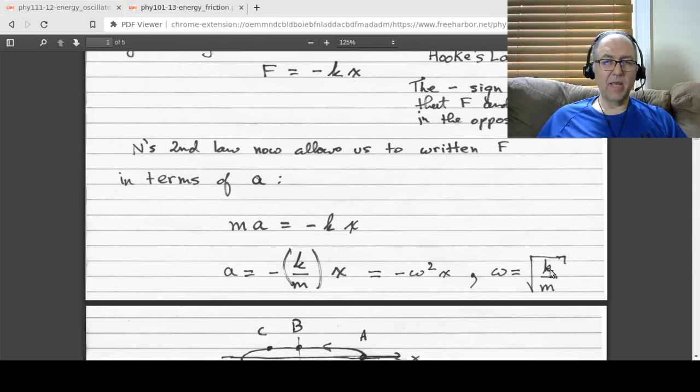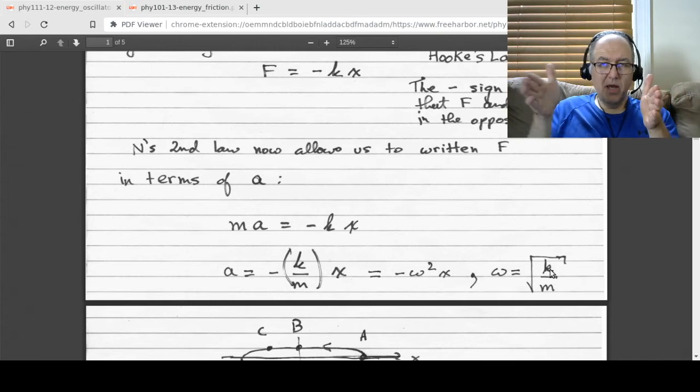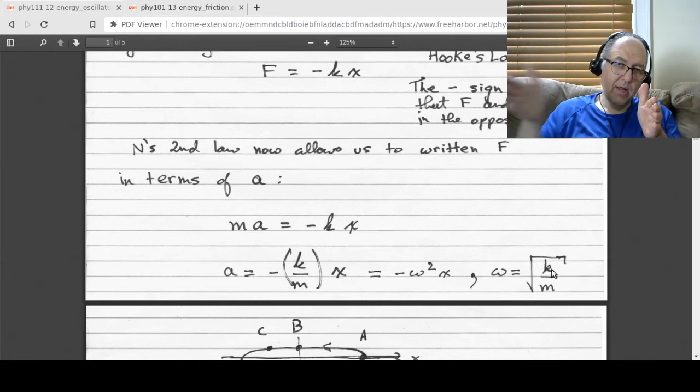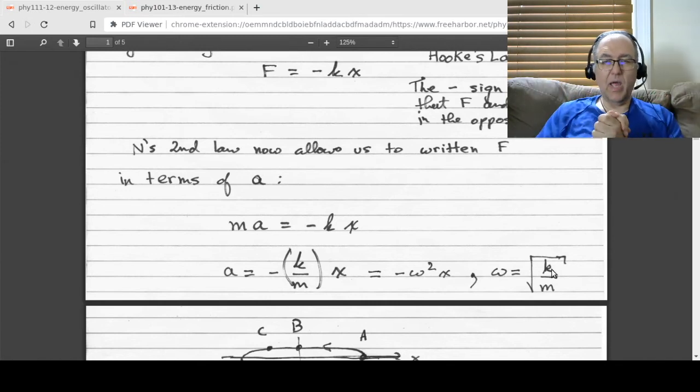See, imagine a spring which is really stiff: the stiffer the spring is, the faster it vibrates back and forth. A weak spring will vibrate slowly, and a stiff spring will vibrate fast. And the bigger the mass is, the slower the oscillator will oscillate back and forth.